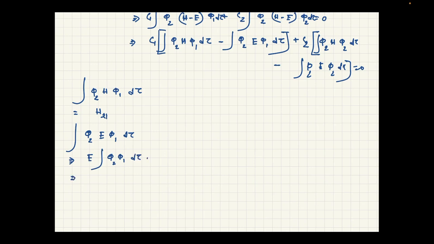This is like an overlap integral: phi 2 times phi 1 d tau. That means you are multiplying two functions and integrating, because you want to find out how much these two functions overlap with each other. So this is the overlap integral, and we call this S12.